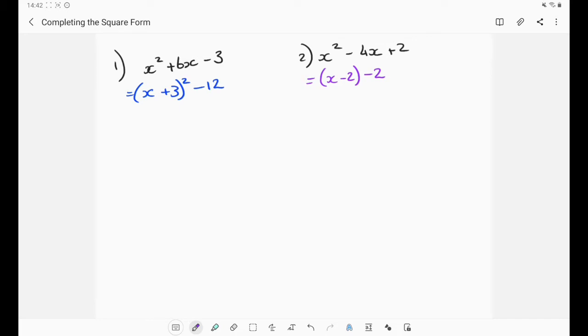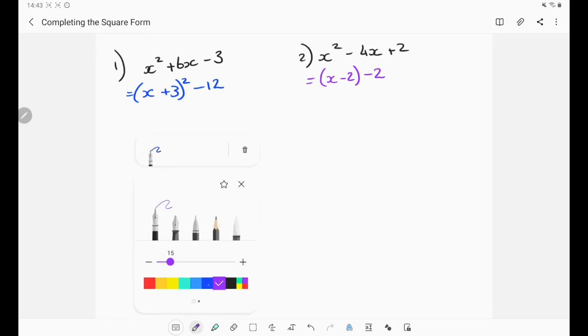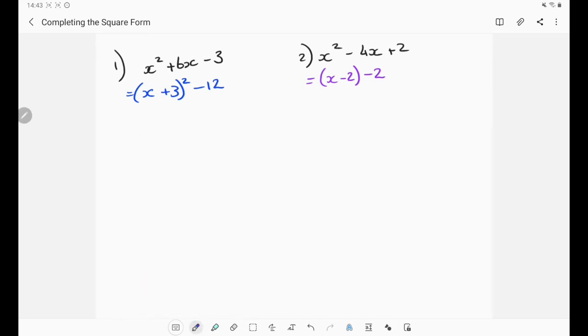The other method relied on you finding the roots, because you had to find the roots to find the axis of symmetry, to find your turning point. This method allows you to find your turning point and your axis of symmetry within seconds. The bit you have to practice is factorising it into this form first. But let's look at how we can find each of these things using our completed square form.